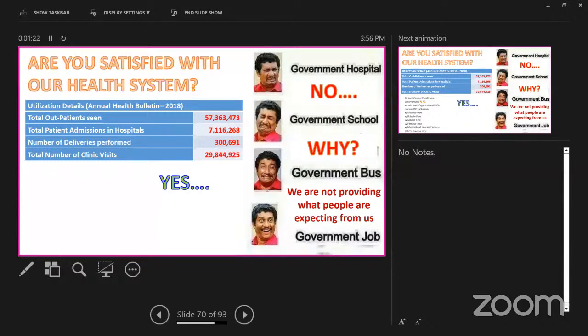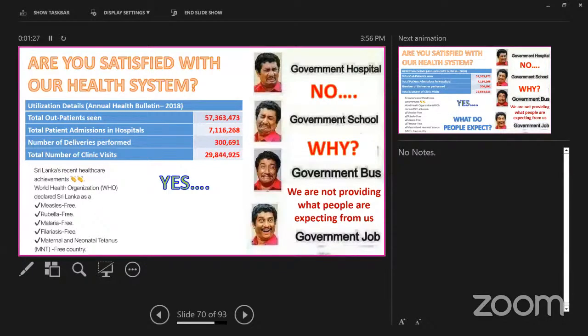And Sri Lanka's healthcare recent achievements: measles free, rubella free, malaria free, filariasis free, maternal neonatal tetanus free country. Then, what do you call this? Mother to child HIV transmission is almost controlled. So we have done a lot of good things for our system.